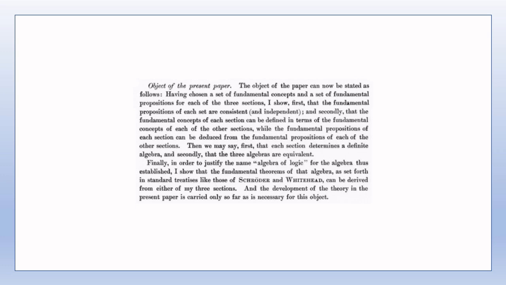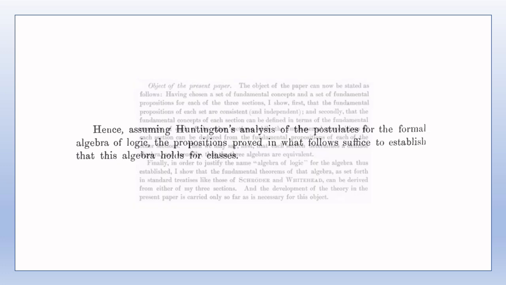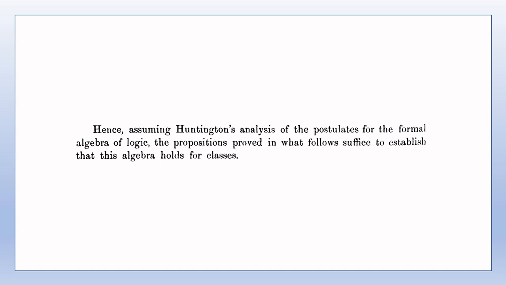Thus we see that Whitehead and Russell will go on in sections 22 and 24 to prove that each of Huntington's postulates holds in the system of Principia Mathematica. We read on page 218, "Assuming Huntington's analysis of the postulates for the formal algebra of logic, the propositions proved in what follows suffice to establish that this algebra holds for classes." Thus, once all of Huntington's postulates are proved, then Whitehead and Russell are satisfied that the classes of Principia Mathematica behave in precisely the way that we would like them to behave.